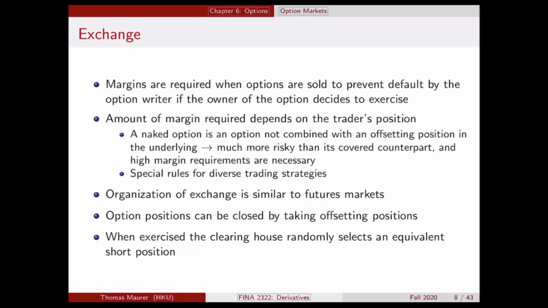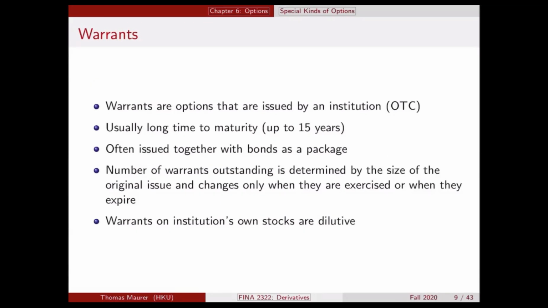Moreover, similar to futures contracts, when an option is exercised, then the clearinghouse will just randomly select one of the open short positions in that option to match it with the long position. So if you enter a long or a short position in an exchange-traded options contract, then you actually don't know who is going to be your counterparty until the option is actually exercised.